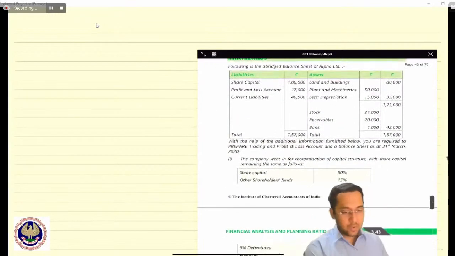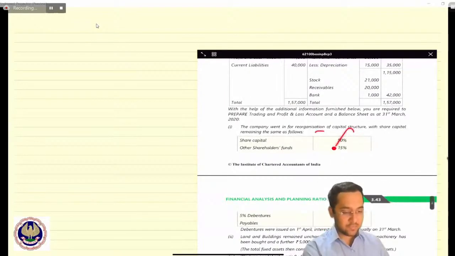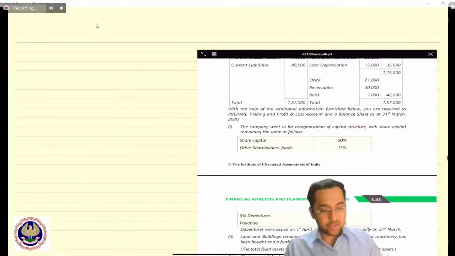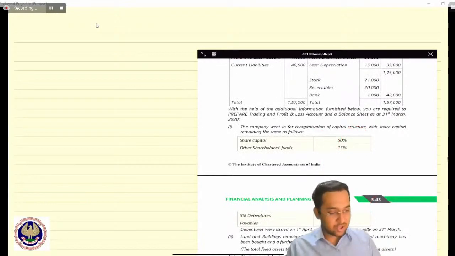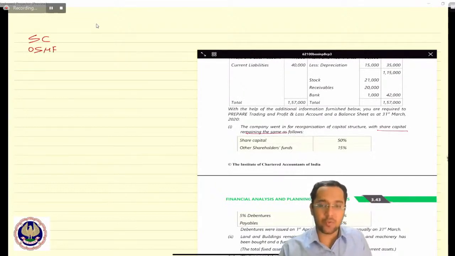First of all, we have the opening balance sheet, and they say that the company went in for reorganization with this sort of capital structure. And they say that the share capital is remaining the same. So accordingly, I can say my share capital, other shareholders' funds, I'm just using the short forms to complete the question quickly.